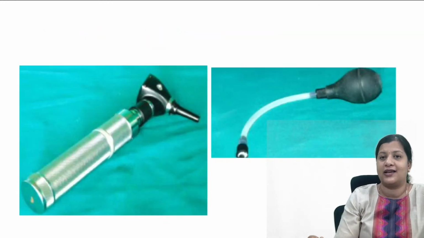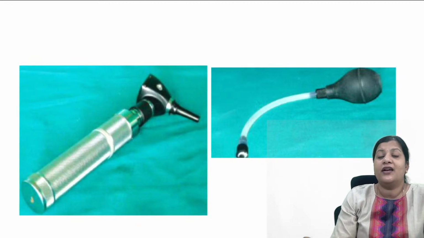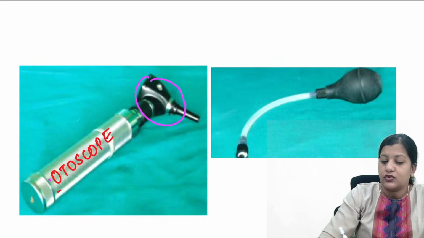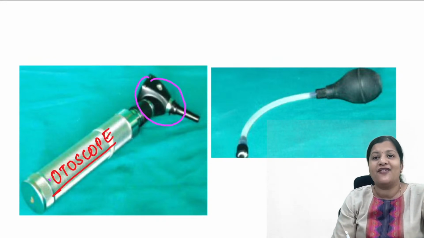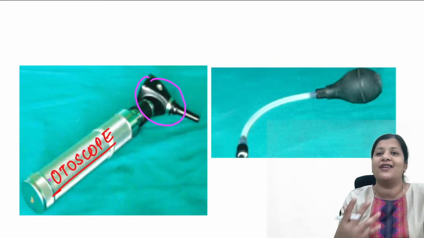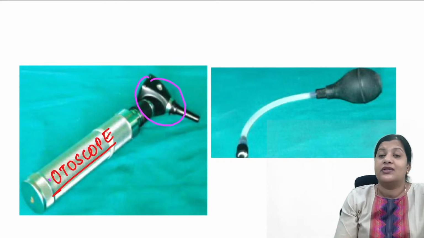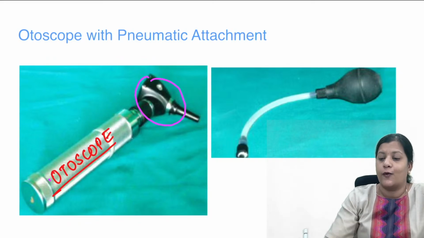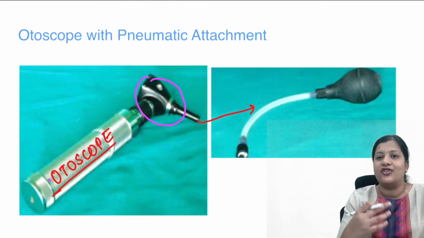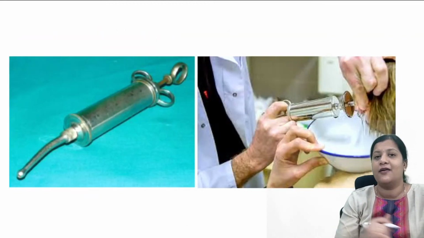So this is a similar instrument, but instead of the Siegle speculum, what do we have here? We have an otoscope. So what is this instrument called? Otoscope. So with otoscope, what do we get? We get a magnification also, and with the magnification, we can visualize the mobility better. We can visualize the signs better. So this is nothing but the otoscope with a pneumatic attachment, meaning we can do the otoscopy and at the same time visualize the mobility of the tympanic membrane.